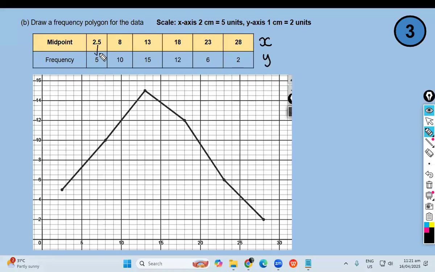So the first one is 2.5. So you look for 2.5 and it goes up to 5. Look at this point here. Here is 2.5. Over here is how much? 8, 10, and so forth.